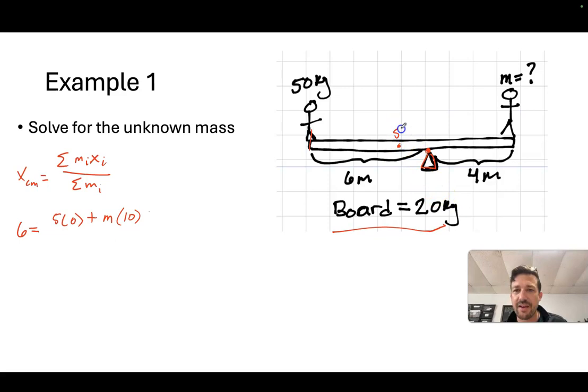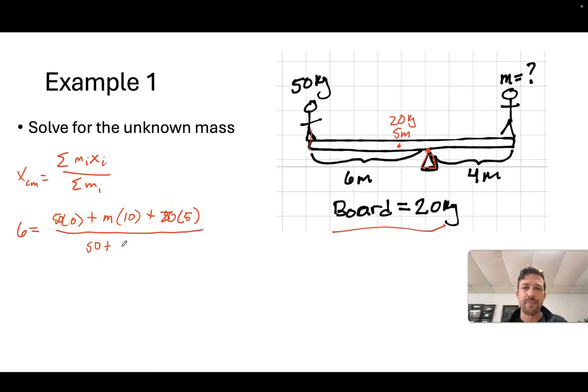So this is the 5 meter mark. This is where the 20 kilograms of the board is actually being applied. So plus the 5, I should do 20 first: 20, the mass times the distance, so 5, all divided by the total masses added together. So 50 on this. Sorry, I put 5 there, I meant to put 50.